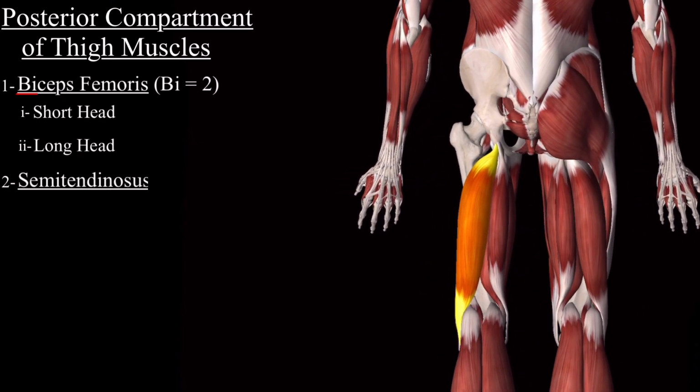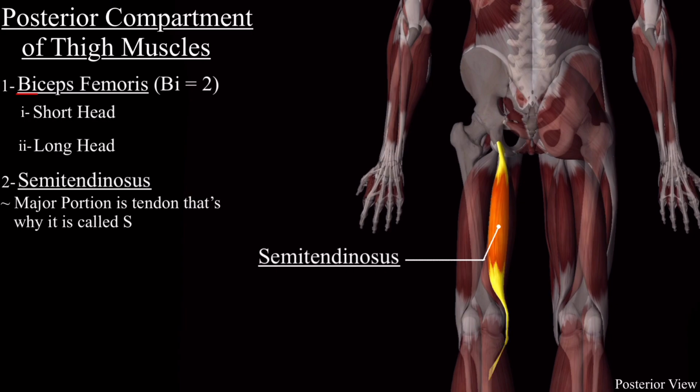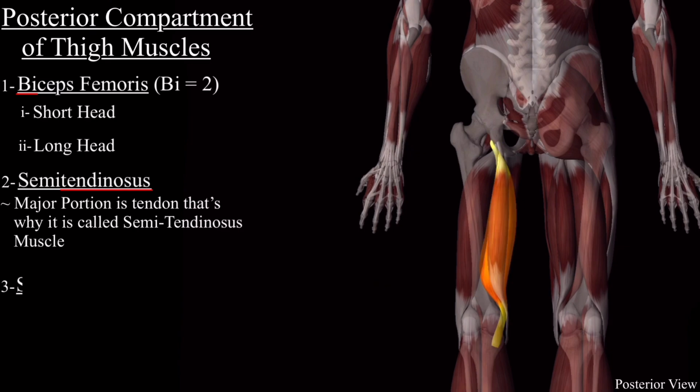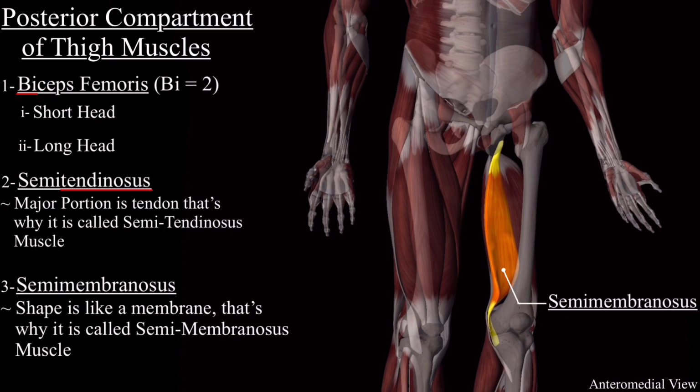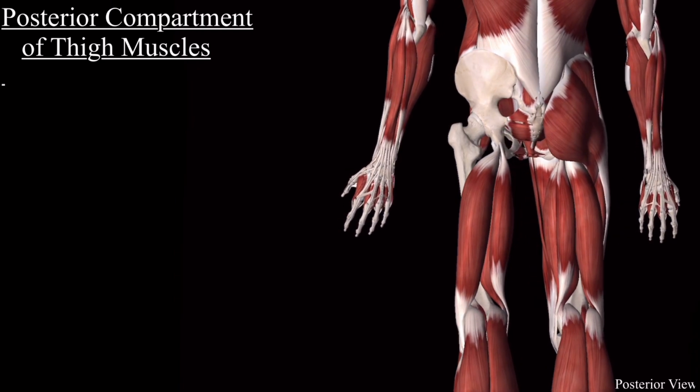The major portion of semitendinosus muscle is tendon. That's why it is called semitendinosus muscle. Semimembranosus muscle looks like a membrane, hence the name membranosus. First we will discuss the origin of these muscles.